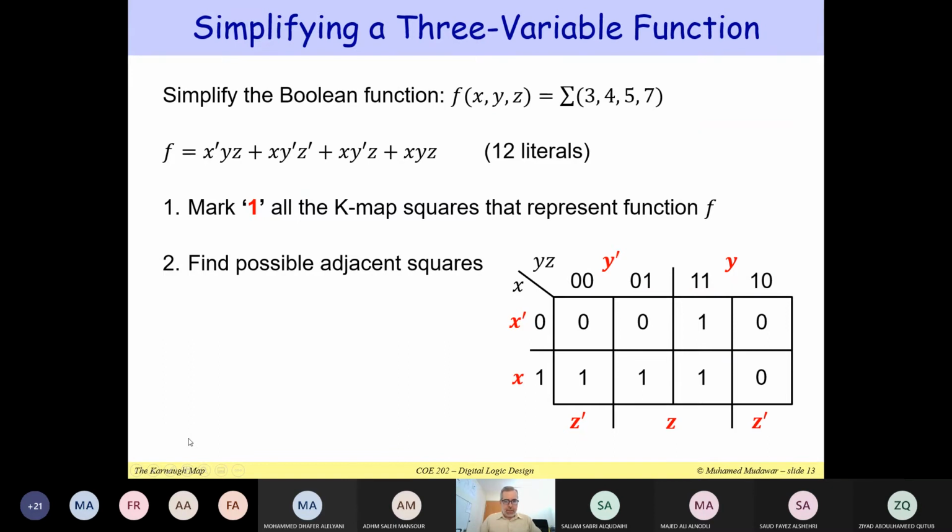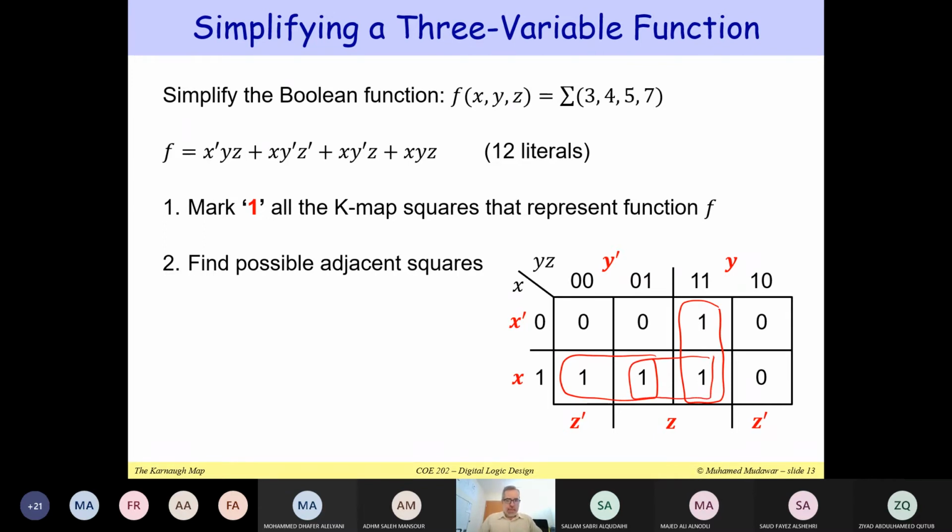Right, now we have done it. We have the Karnaugh map, we have the ones. All I have to do is combine adjacent squares. So adjacent means next to each other. I can combine these two. I can combine these two. I can also combine these two.